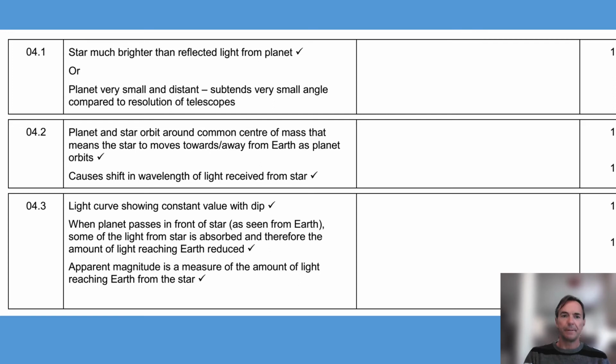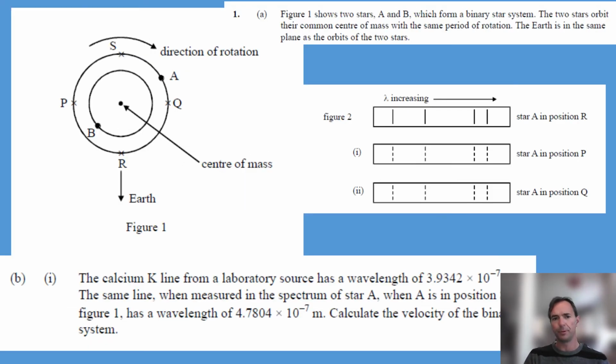and there's the answers. So there you go. All the stuff that I went through there. Star much brighter, common center of mass, and then with a dip, and then make sure you got that dip identical to the one we've got.